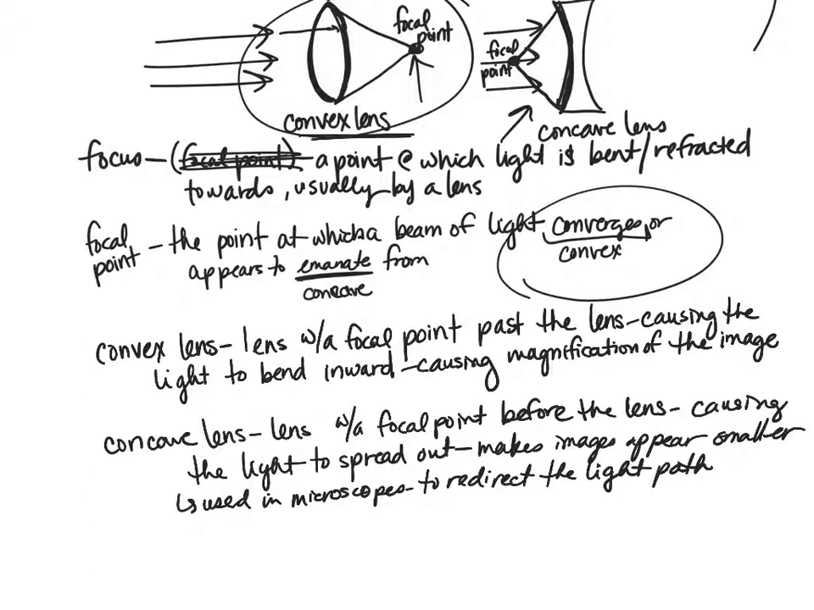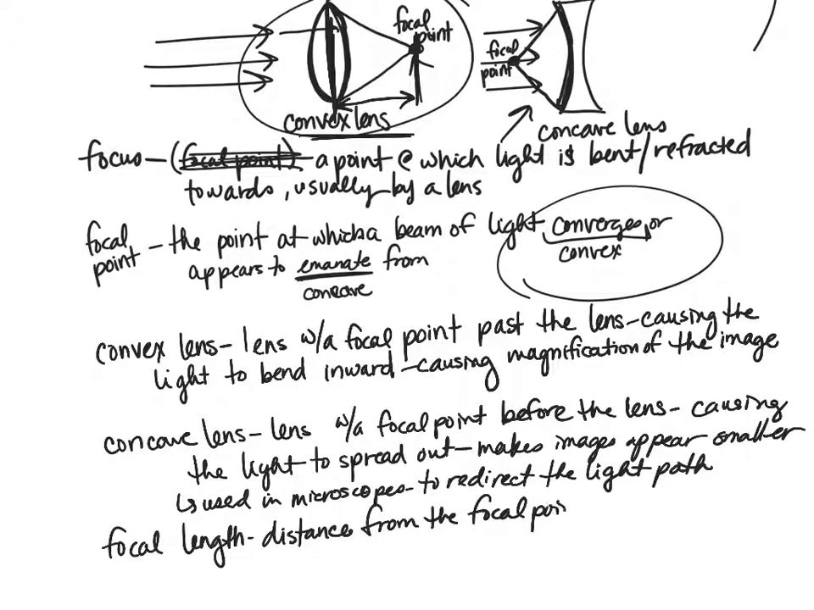One last thing that we want to mention with regards to our focus or our focal point is focal length. Focal length is the distance from the focus or the focal point to the lens. If we look at our image up here, this is where our lens is located. This is our focal point, so just the distance between the lens and the focal point is our focal length.